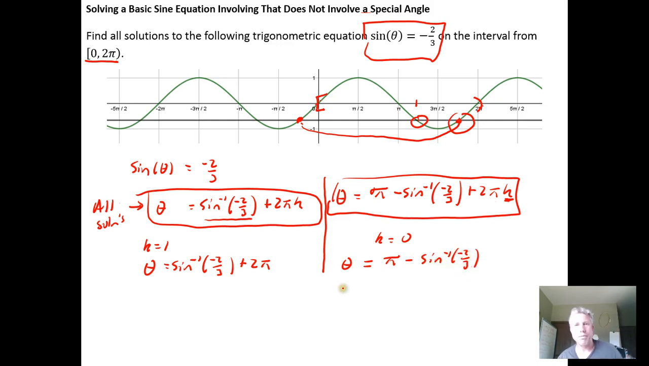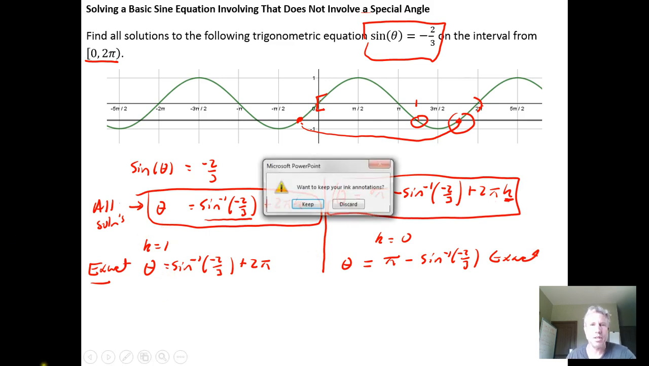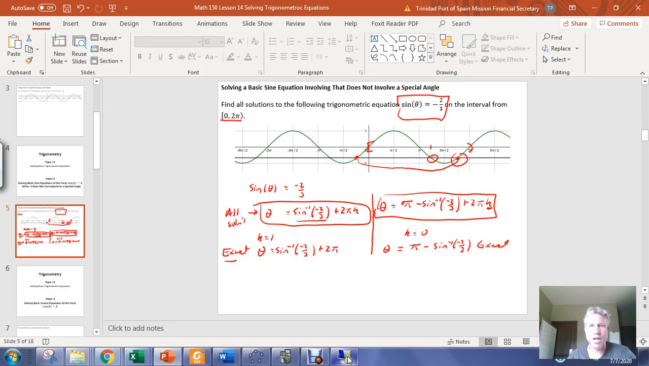And usually textbooks will give you instructions not to round intermediate steps, so I haven't rounded anything yet. I said here's one solution on the interval from 0 to 2 pi, here's another one, and then at this point you step out to your calculator if you need to estimate these. These are the exact answers. These are exact. If you need to approximate these to some specified place value, then you would step over to your calculator.